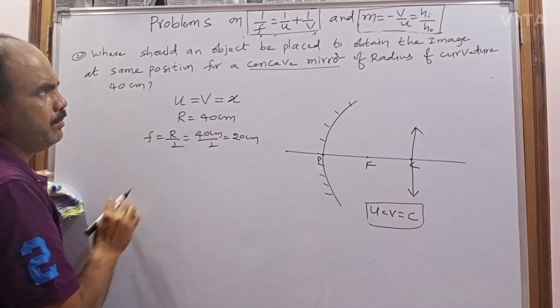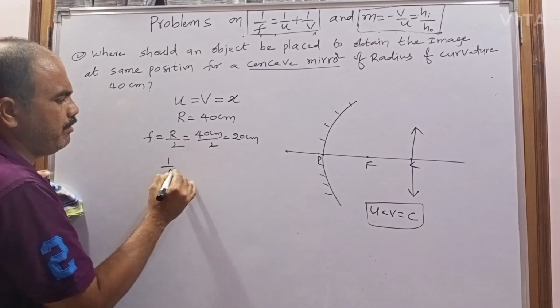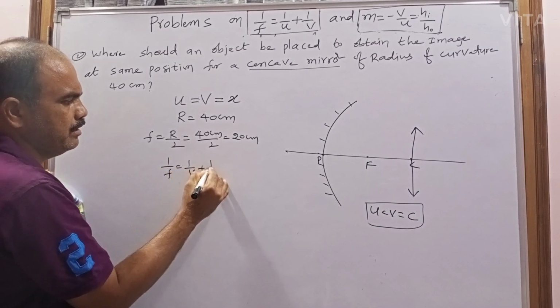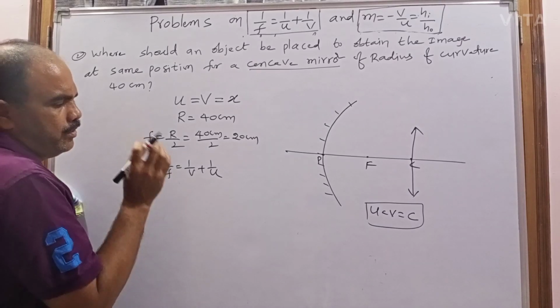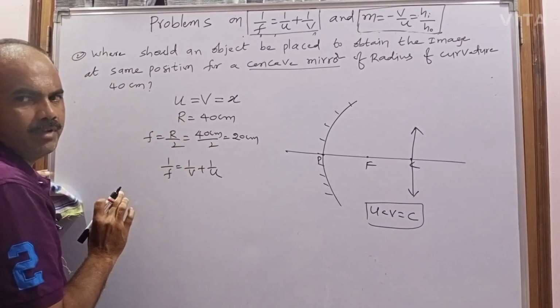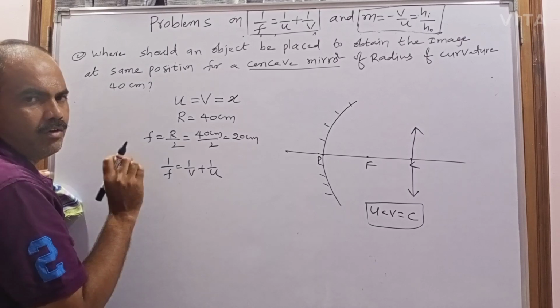Now which formula is suitable? The mirror formula. What is the mirror formula? 1 by f equals 1 by v plus 1 by u. But to use this formula we have to apply some convention. So for which one we have to apply sign convention?